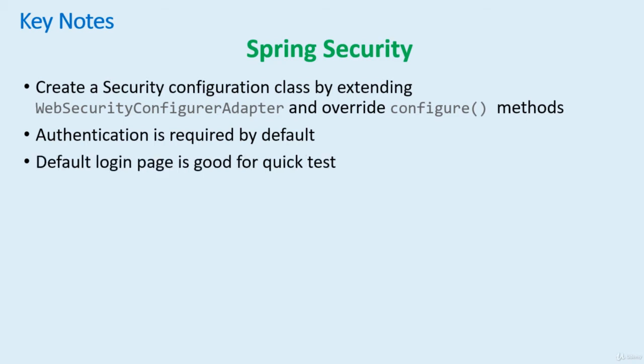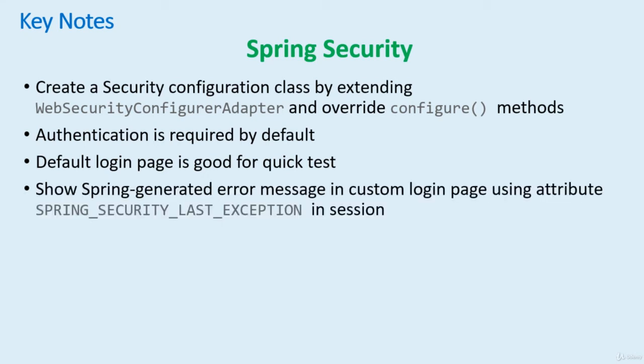And the default login page generated by Spring Security is good enough for quick test only. And most of the time, we need to code our custom login page. And we should show the Spring generated error message in the custom login page using the attribute SPRING_SECURITY_LAST_EXCEPTION. This attribute is stored in the session when an error occurs during the authentication process.